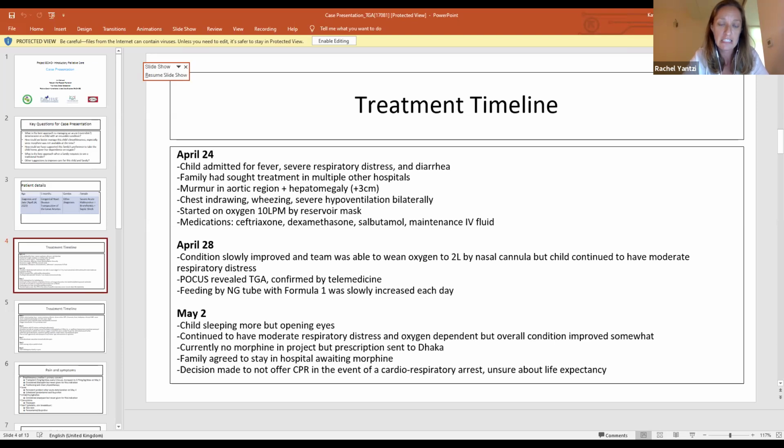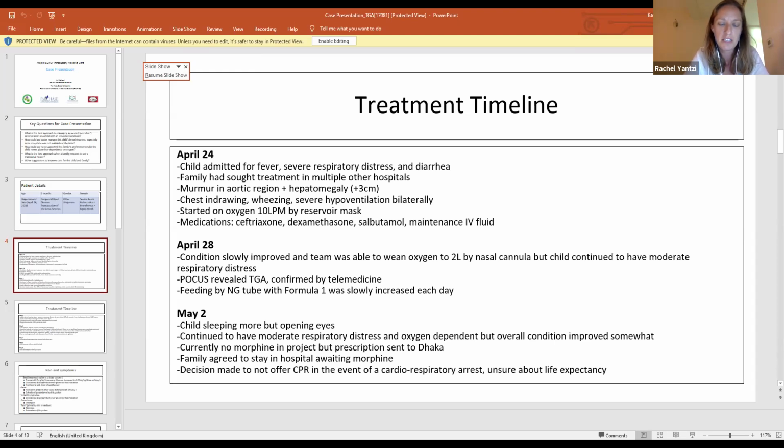Just to mention that when the child first came in, she was very, very critical, and they were concerned about her survival at that point. On the 28th, her condition was improving somewhat, and the team had been able to wean her oxygen down to 2 liters by nasal cannula, but she was still having moderate respiratory distress. That day, the team did a point of care ultrasound, which we have available at the hospital, and this revealed transposition of the great arteries. The team was able to send the images to our telemedicine team, and they confirmed that diagnosis.